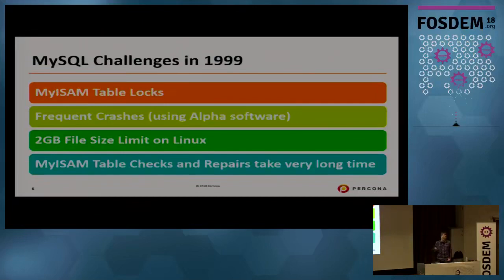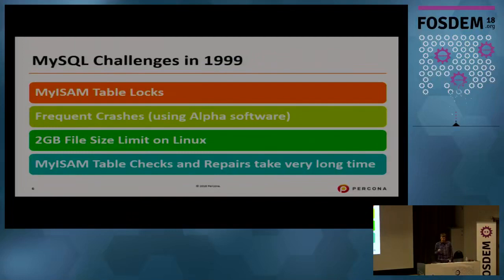So what kind of challenges did we have in 1999 with MySQL? MyISAM, that means MyISAM table locks. That is kind of very painful. My choice, using the alpha software, we also had a lot of crashing, so a lot of learning experience. And we also had some basic and funny problems by these days, which is that Linux at that time would have 2 GB file limits for many file systems, right? So you couldn't have quite large tables.